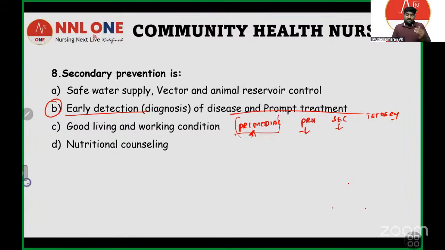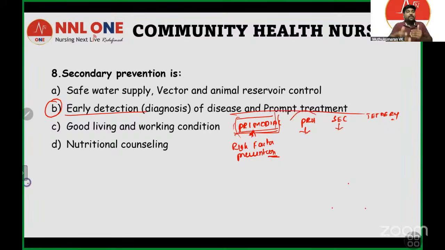Primordial prevention is management of risk factor here. Risk factor prevention. For example, for a school going audience, I am going to create an awareness regarding smoking and alcoholism and the health impacts. Then we are naming it as primordial prevention. Early identification of risk factor, and we are going to prevent the illness. Then it is primordial prevention.